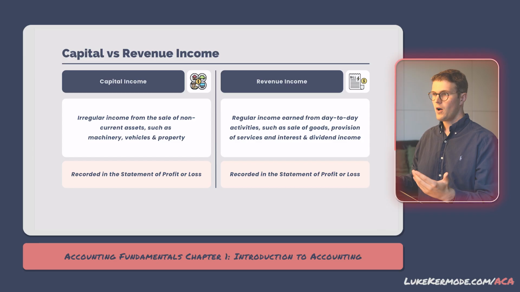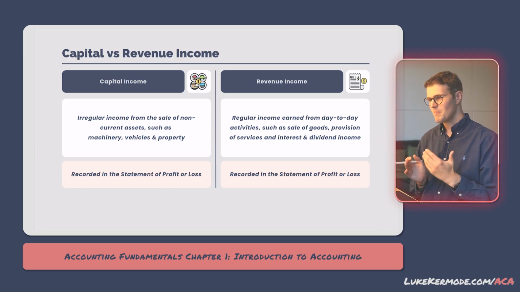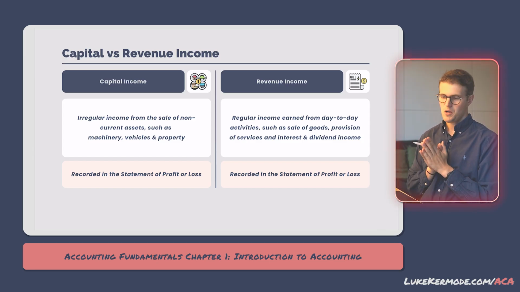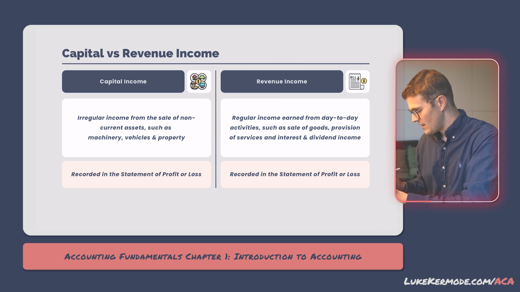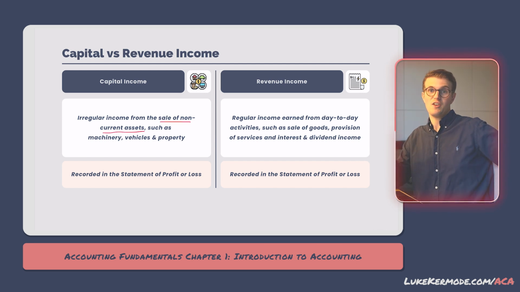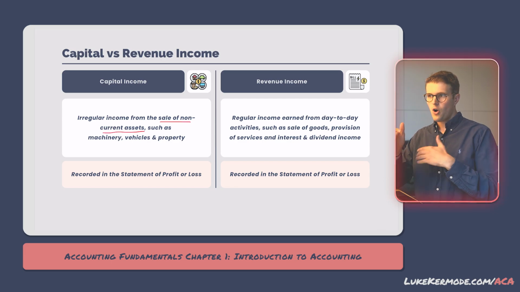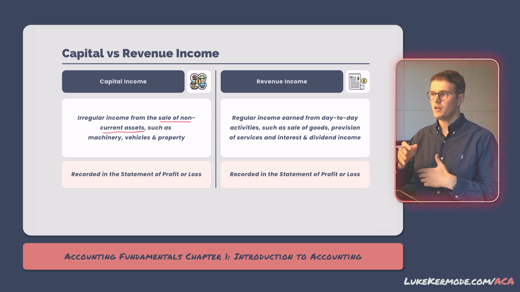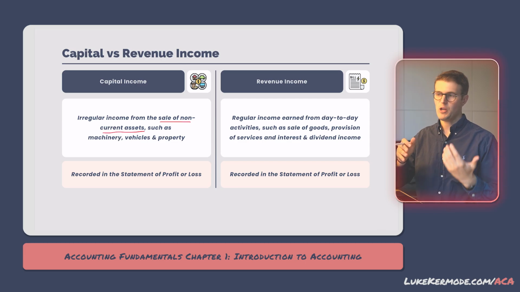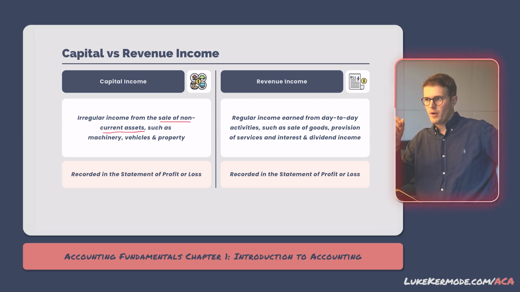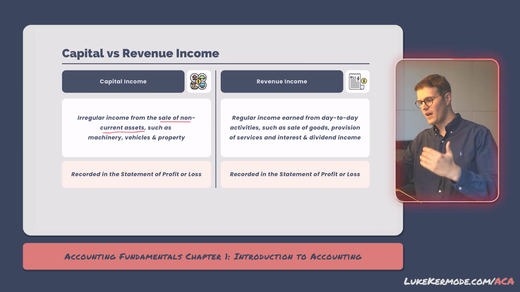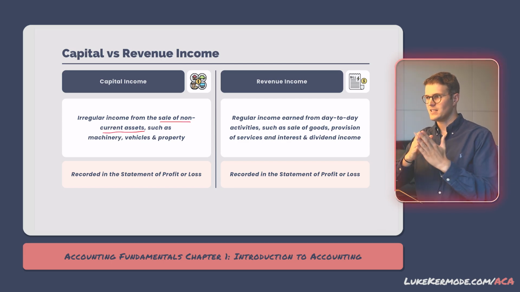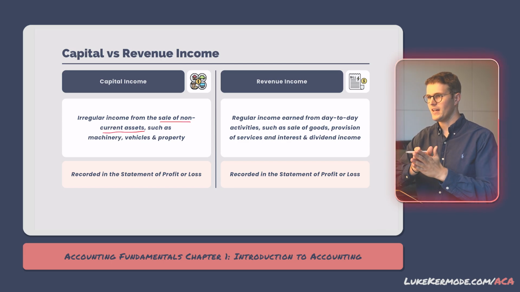So let's now talk about capital income. Capital income is the money a business earns when it sells a non-current asset like machinery, vehicles, buildings that are no longer needed. They're not day-to-day sales that generate the business's core revenue, but rather one-off, unusual transactions that occur infrequently. For example, if a business sells a delivery van it no longer uses, the income from that sale will be categorised as capital income, and it'll be recorded in the income statement.